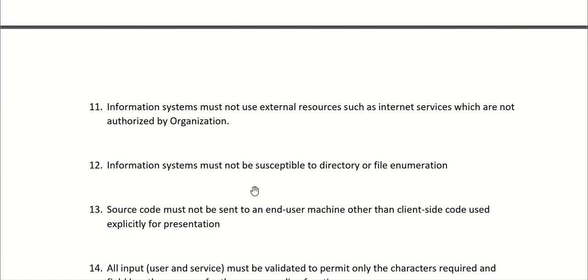Next point: information systems must not be susceptible to directory or file enumeration. This point says that your web application or RESTful service should never allow you to perform a directory or file enumeration of your server side code or your server side directories basically. So you should not give such facilities to your end user.